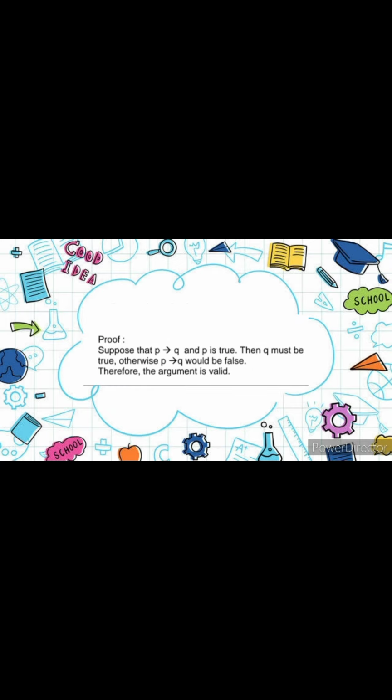Determine whether (P → Q, P) therefore Q is valid. Proof. Suppose that P → Q and P is true. Then Q must be true, otherwise P → Q must be false. Therefore, the argument is valid.